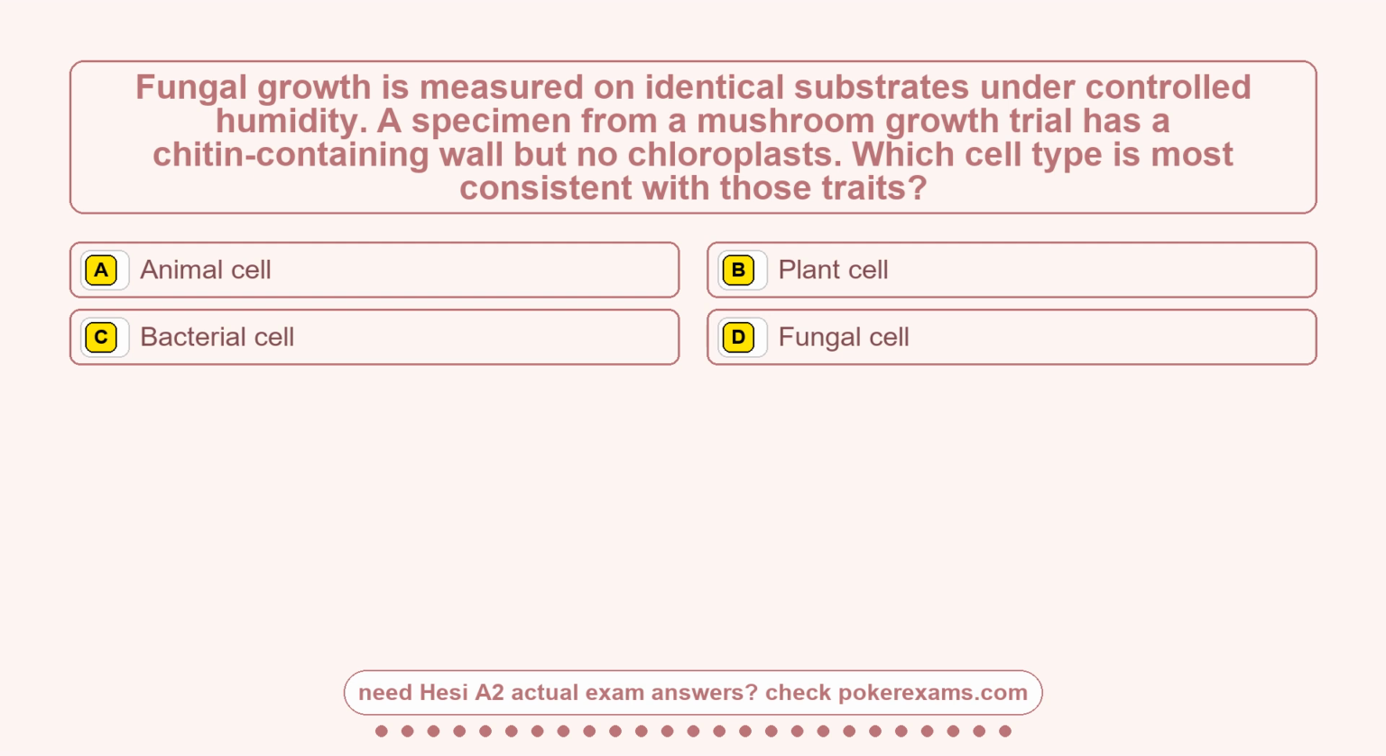Option A, animal cell. Option B, plant cell. Option C, bacterial cell. Option D, fungal cell. The correct answer is option D, fungal cell.